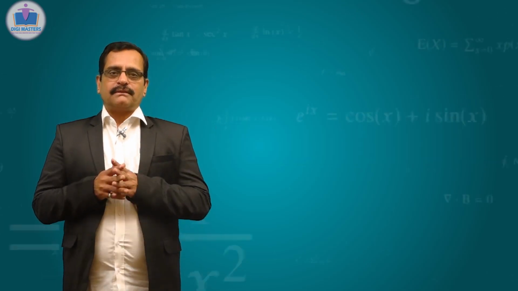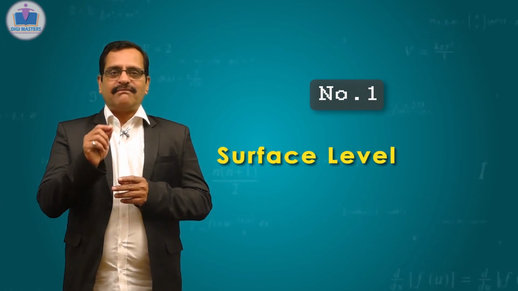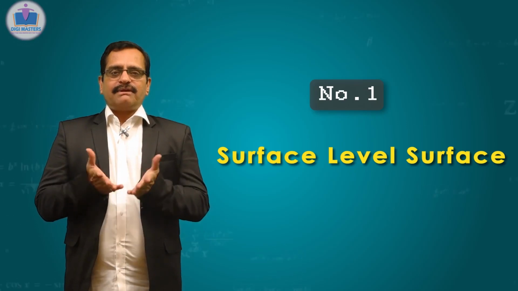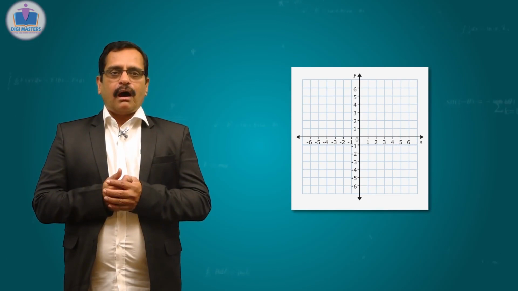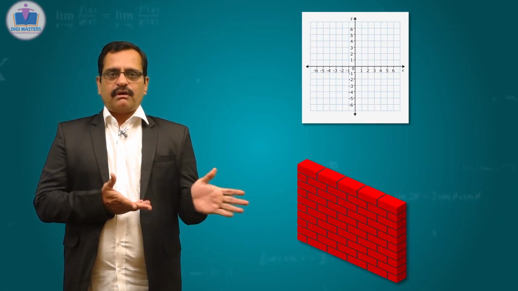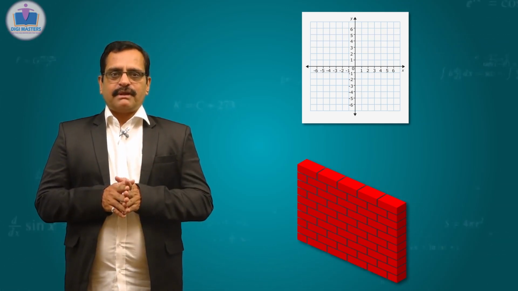The present topic is coordinate geometry. Number one, surface, level surface. What is meant by level surface? A level surface can be your graph sheet, or it can be a wall in your room. But every surface is not a level surface.